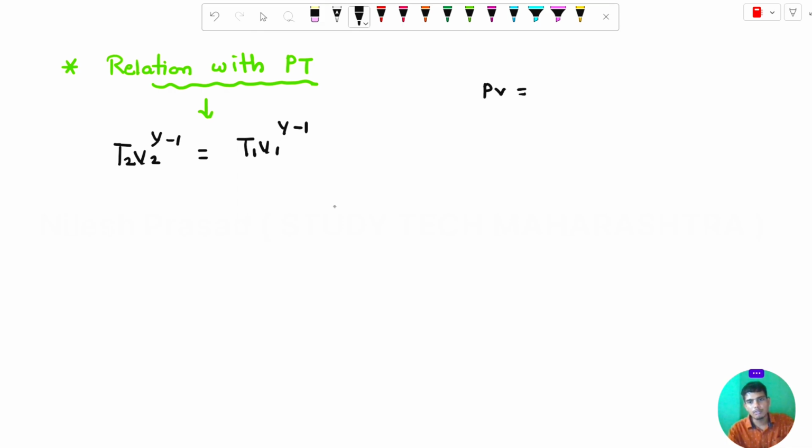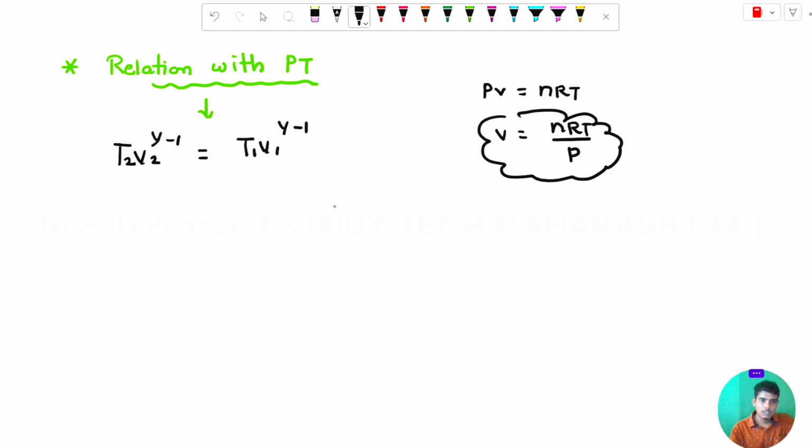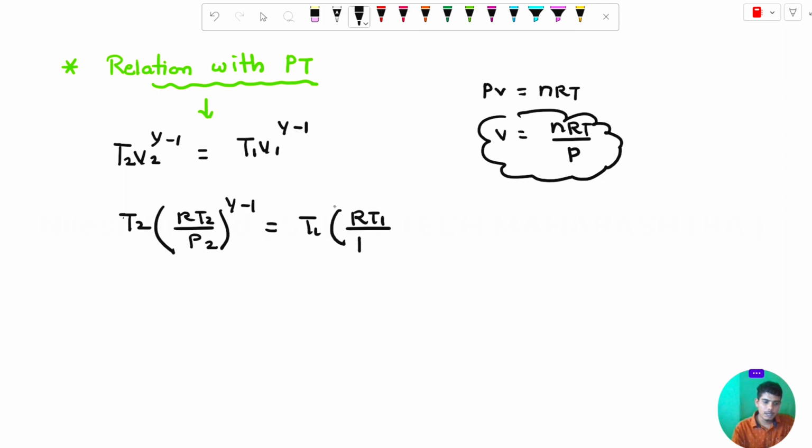We already know PV is equal to nRT. So V is equal to nRT upon pressure. Correct. In the place of V, I can write this value. T2 in bracket, in the place of V2, nRT2 divided by P2, to the power gamma minus 1, is equal to T1, in the place of V1, nRT1 divided by P1, to the power gamma minus 1.